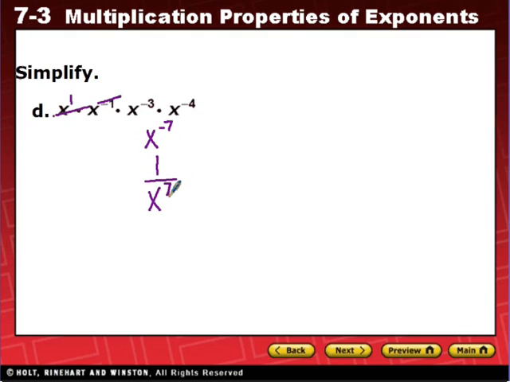You could certainly do it other ways. You could add them all up. You're still going to get negative 7, which you then move into the denominator.